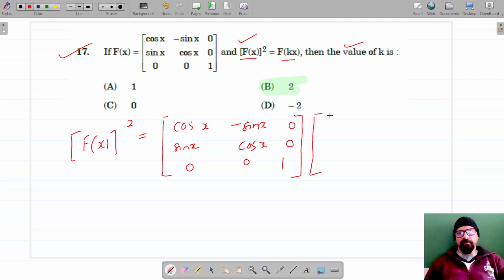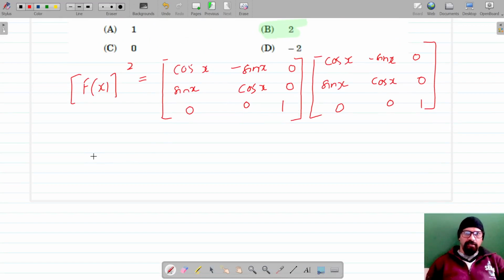You have to find the product of this with f of x, that is cos x, sin x, 0, and this is negative sin x, cos x, 0, and this is 0, 0, and 1. Okay, let's multiply this. We have to not expand this, we have to multiply this.